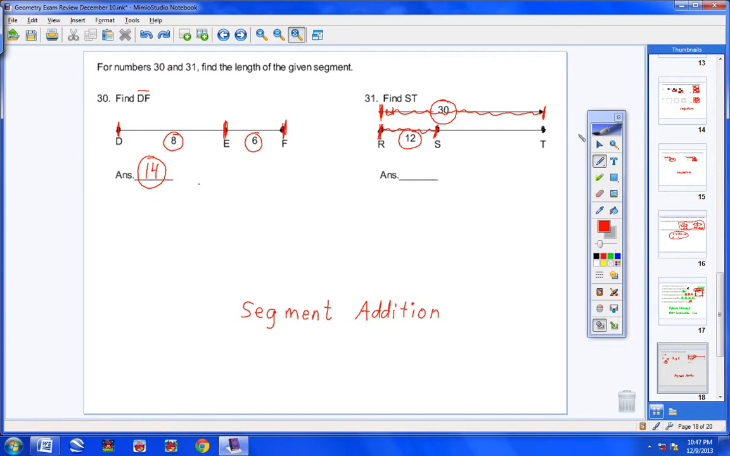If the whole entire segment is 30 and this much is 12, if you just take the entire segment 30 and subtract out 12, which is this segment here, you're going to be left over with this segment here, and 30 minus 12 is 18. So the length of ST would be 18, because 18 plus 12 is 30. So what I'm reviewing here with you is segment addition, or segment subtraction, where you add or subtract segments.